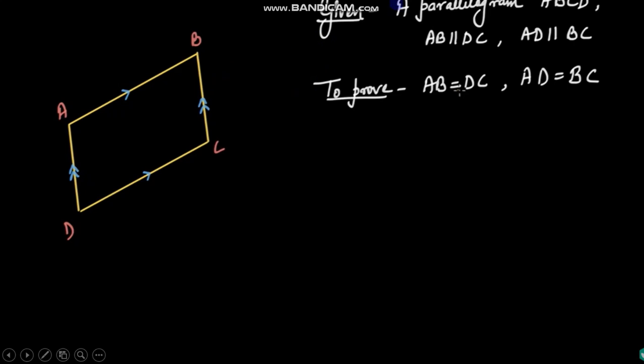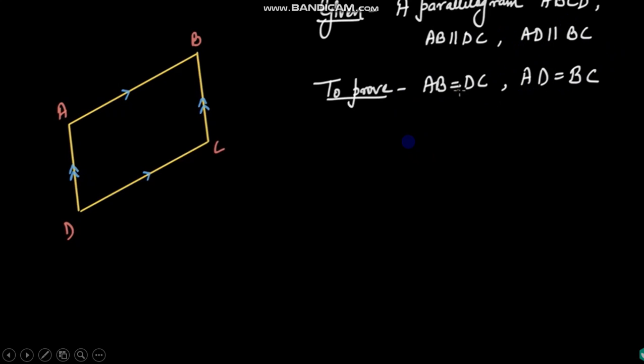So what is the given part? The parallelogram ABCD, AB is parallel to DC, and AD is parallel to BC. We want to prove AB is equal to DC and AD is equal to BC. This is our proof part.